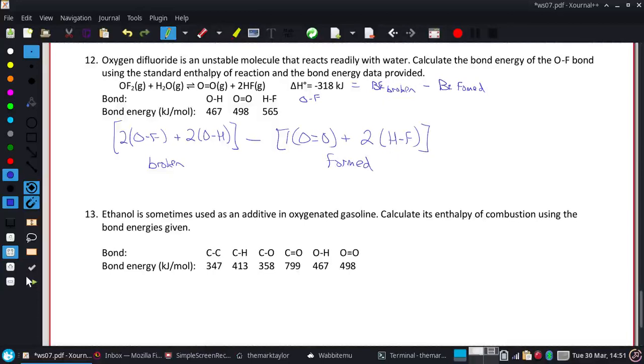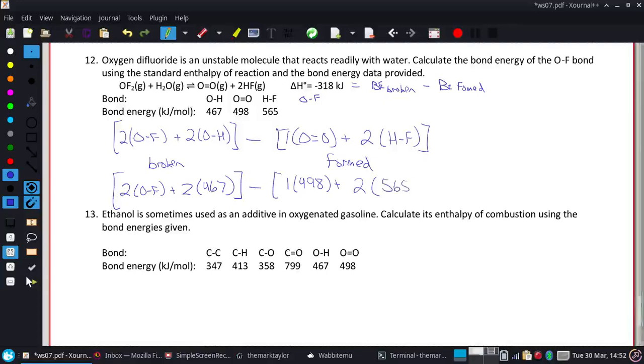And we're just going to plug things in. So we're going to solve for this OF. The OH I gave you, it's that 467. And these two that I'm going to subtract, we know how much an oxygen-oxygen bond is. That's the 498. And we know two HF bonds, each HF bond is 565 kilojoules. And when we add all these together, we should get that negative 318. And we're going to use this to solve for the OF.